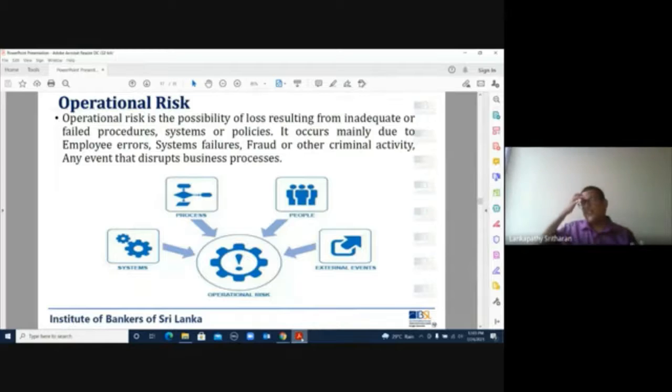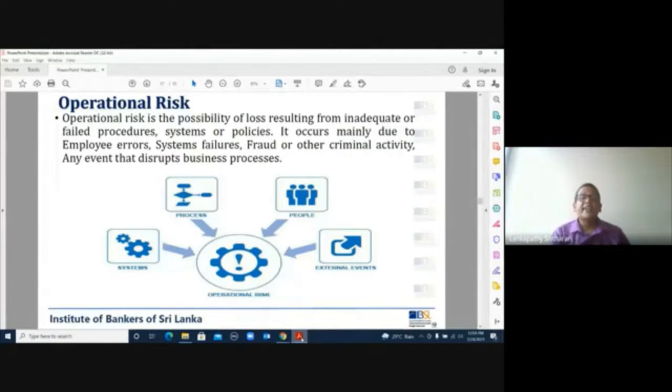Or otherwise, for example, if it is a production company, you are depending on one supplier. Due to some reason, that supplier went into bankruptcy. They could not supply the particular material. It's a very rare material. In that case, the external event creates an operational risk to the particular production company. Likewise, there may be external events also. So operational risk, that is what you have to keep in mind.